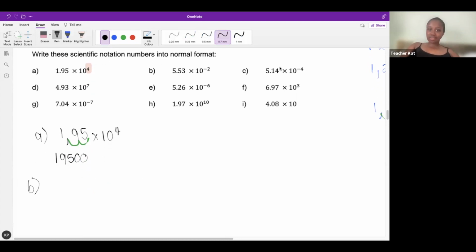Let's do number B. Opposites again, negative exponents. So am I going left or right? We're doing opposites again. Think carefully. Nice, Tebogo. I see your answer. That's correct. Are we going left or right, guys?